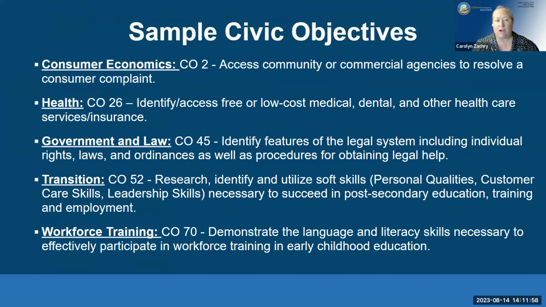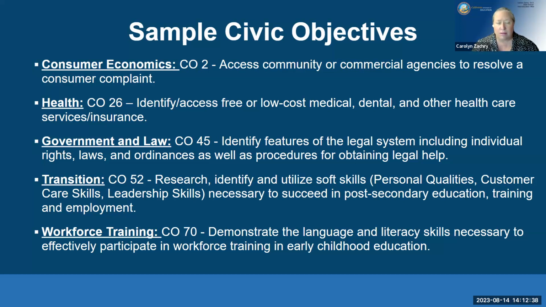These are some examples of our other COAPs in those 7 areas that were listed there. So accessing community or commercial agencies, that's consumer economics, health, being able to identify and access free and low cost medical, dental, and healthcare services and insurance. When we're talking about government and law, we're looking at this COAP, 45 as an example, which really helps our students to understand the legal system, including their rights, laws, and ordinances, and what they need to do in order to obtain legal help.